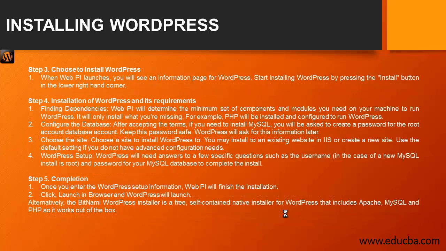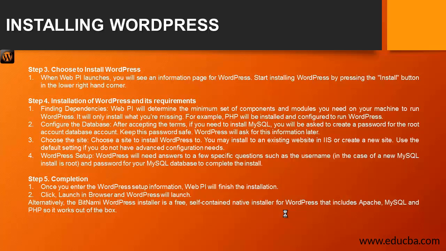Now let's see step number 3, that is to choose to install WordPress. When WebPI launches, you will see the information page for WordPress. So start with WordPress by pressing the install button in the lower right hand corner.